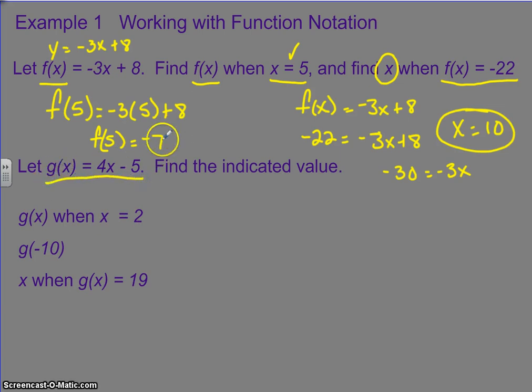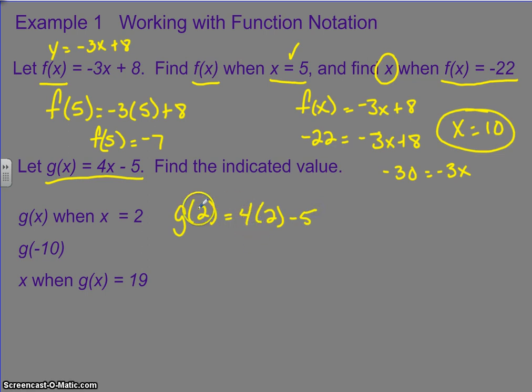It's g of x equals 4x minus 5. Okay, so we're going to find g of x when x is 2. We're going to substitute everywhere there's an x, we put a 2. g of 2 equals 4 times 2 minus 5.